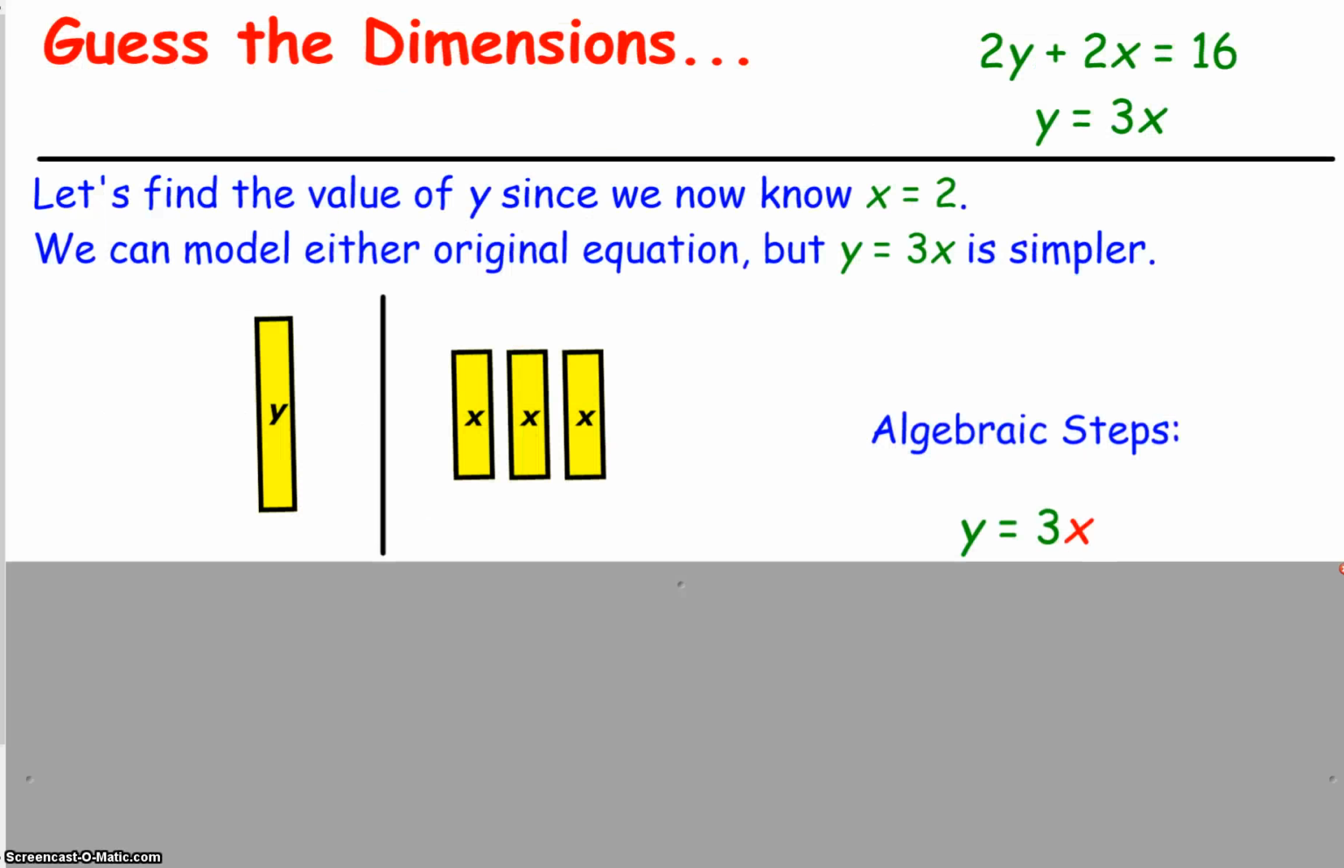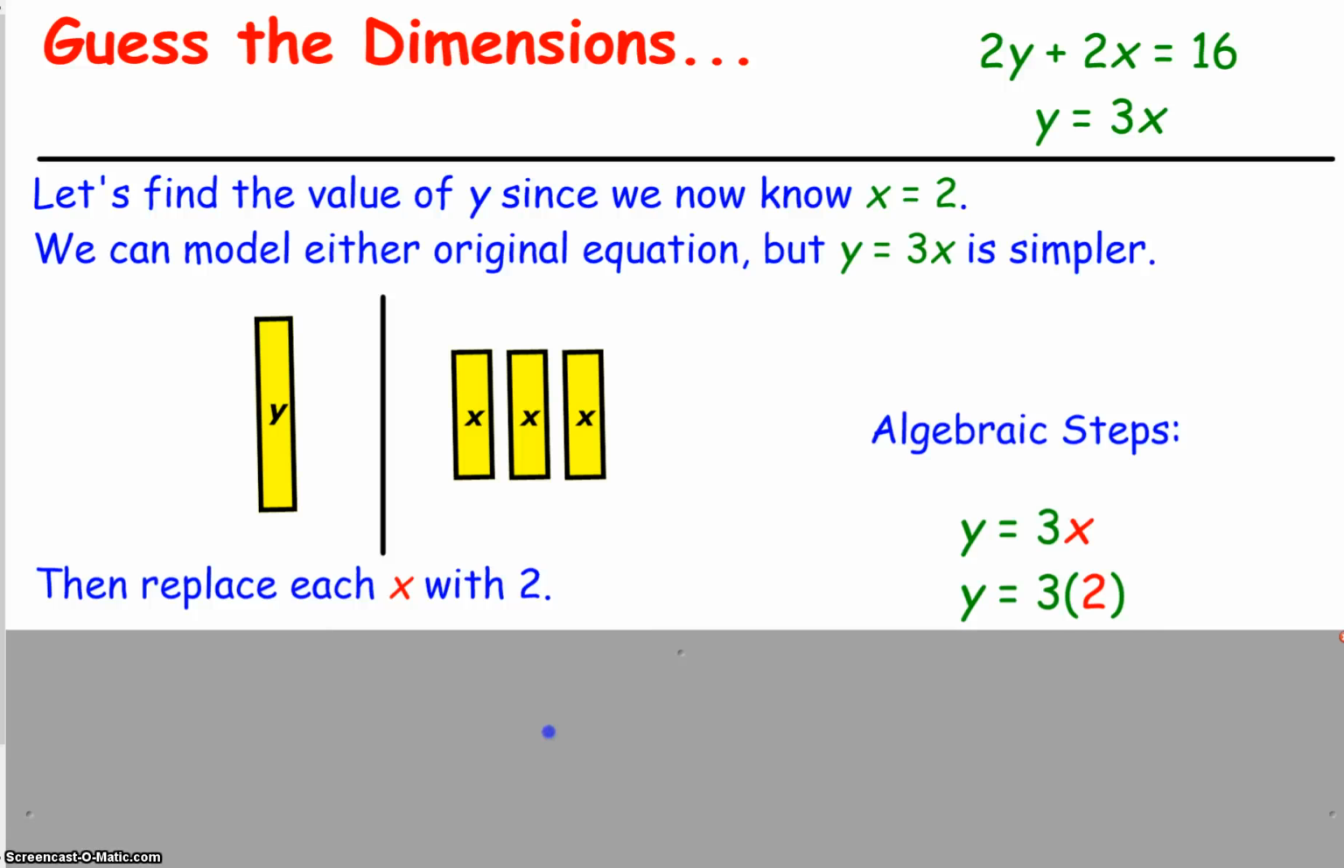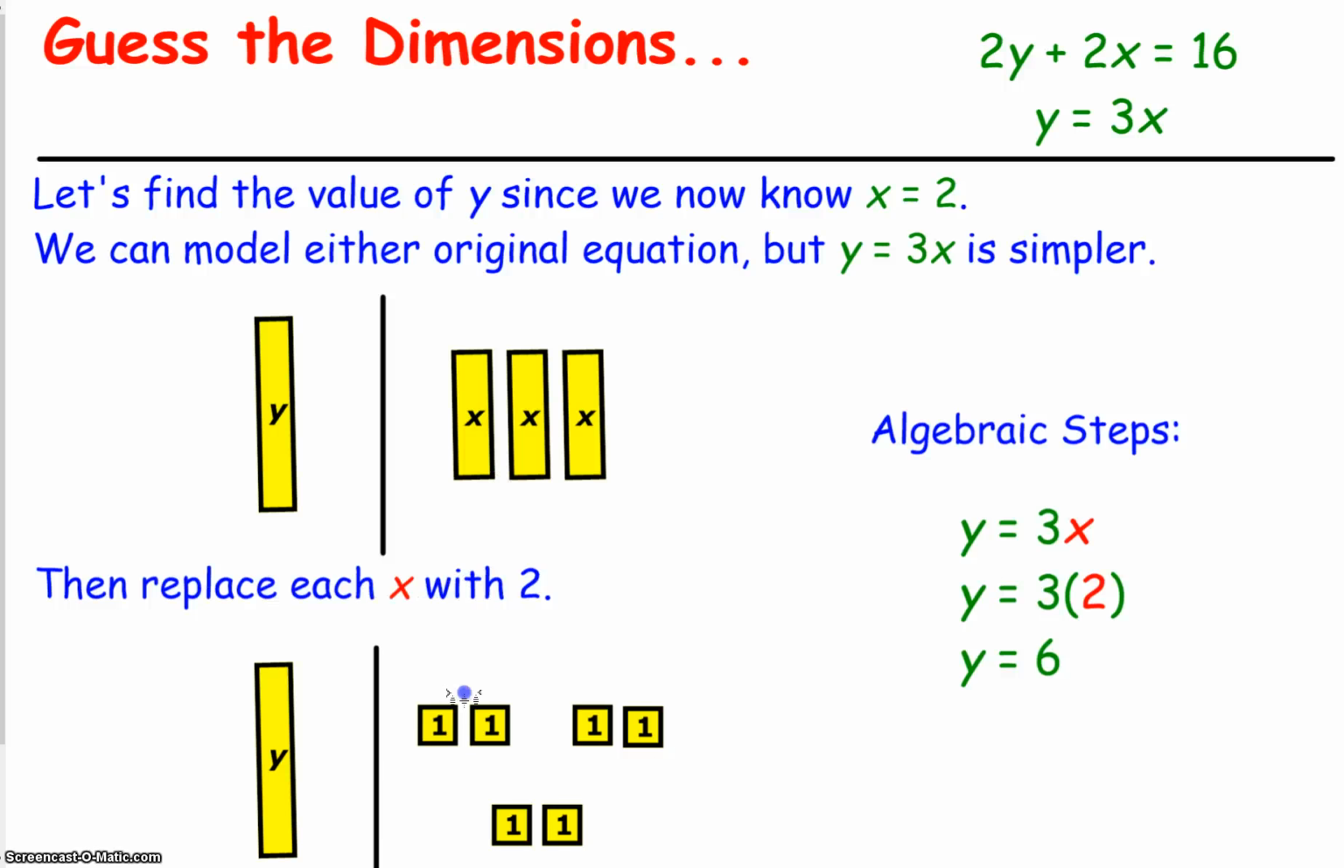So let's find the value of y since we know that x equals 2. We can use either original equation, but y equals 3x is simpler. So we know that x equals 2, so you replace each x with 2 individual units, so y would equal 6. Algebraically, we would stick in the 2 where the x is, like we did today in class, and you get y equals 3 times 2, so y equals 6. And I know this is kind of abstract right now in the video. I'd rather do it algebraically.